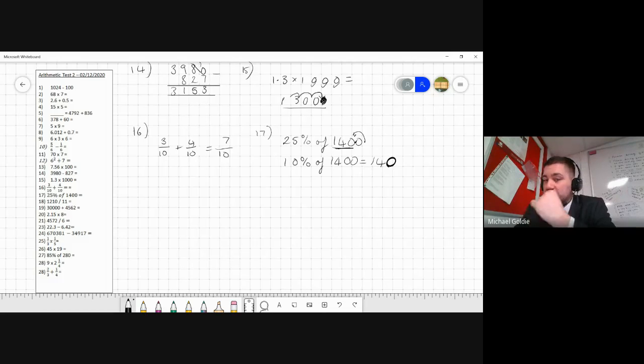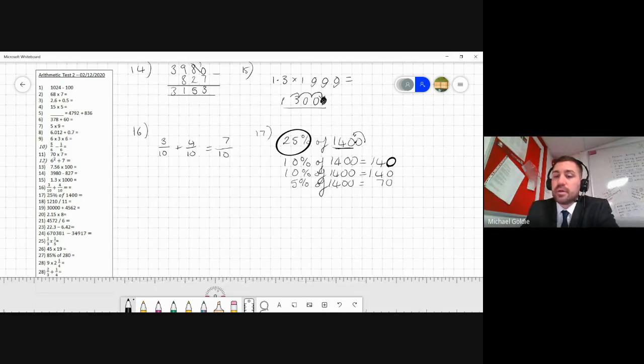Now we're going to start building it up. We've worked out 10%. And now what we're going to do is work out another 10% of 1,400, exactly the same, which is 140. And then finally, we're going to make it up to this 25%. We need to add on another 5%. How do we work that out? Well, half of 10% is 5%, half of 1,400. I mean, we're working out 5% of 1,400. Half of the 10%, 140, is going to be 70.